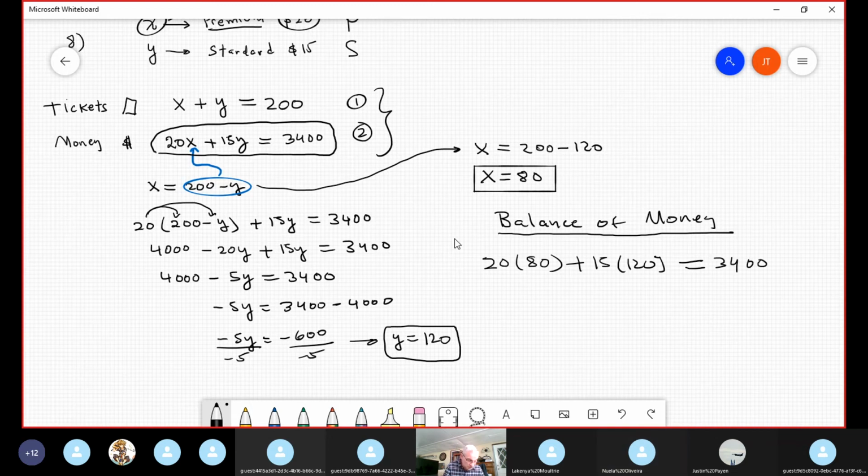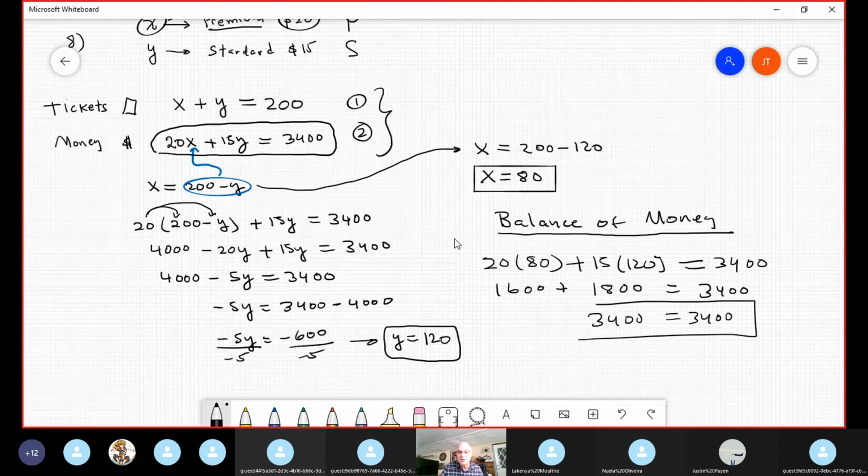I try to verify whether this statement is true or not. That is 1,600, right? Plus 15 times 120. It's 1,800. And 1,600 plus 1,800 is equal to 3,400. Absolutely perfect.